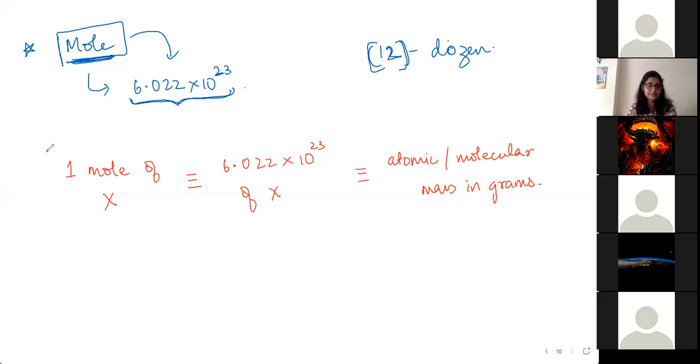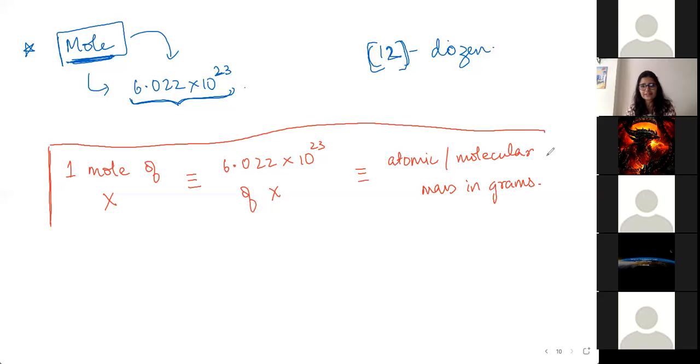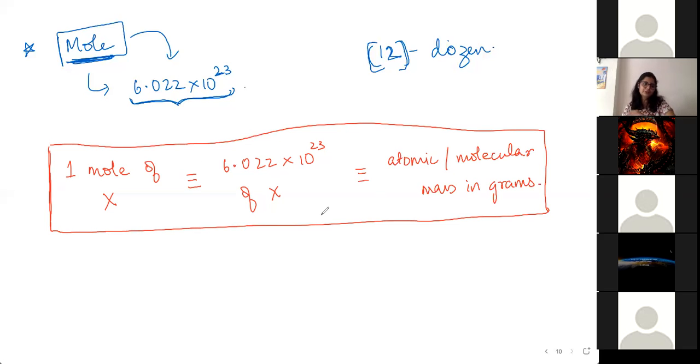So this relation is extremely important. Add all sorts of stars and decorations around it. If you get the hang of this particular equation, equating these 3 quantities, you'll be able to solve any numerical in this question. So it's that important.